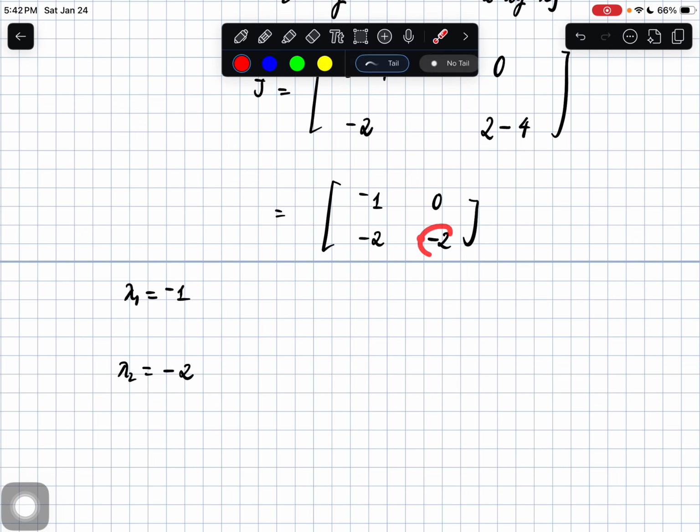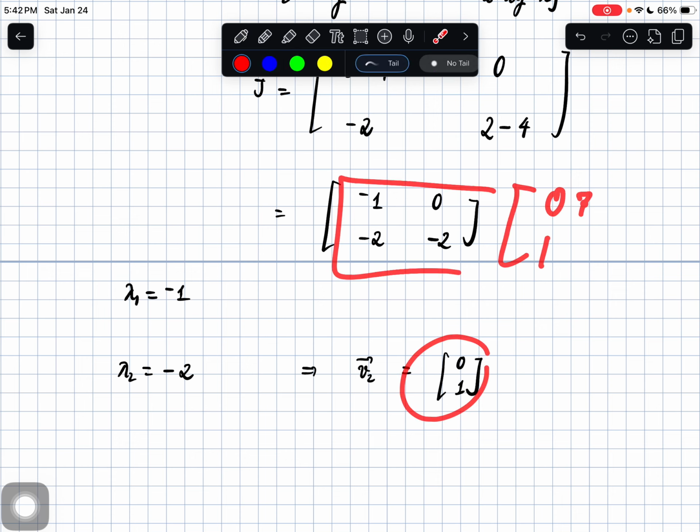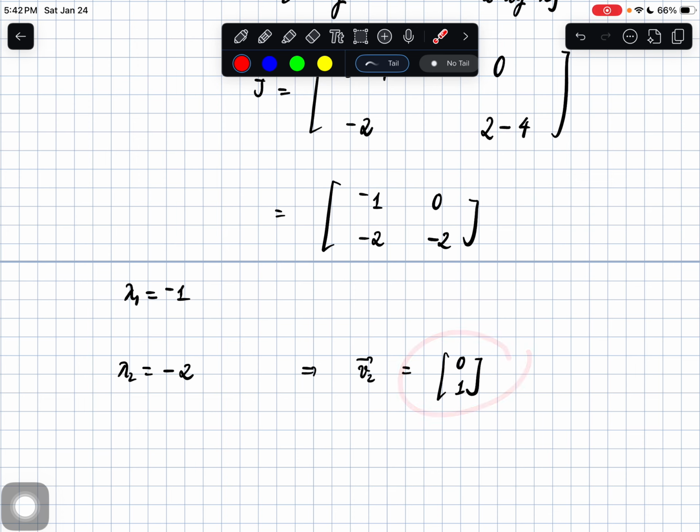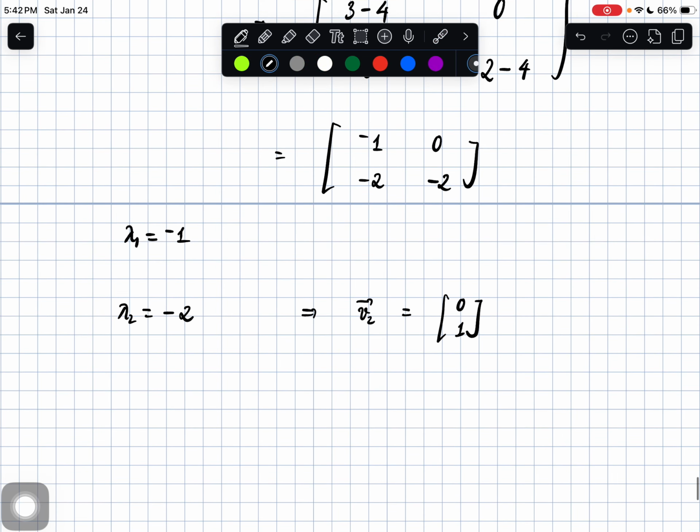In this case, you see that -2 here corresponds to the direction (0, 2). So the eigenvector that corresponds to that will be v2, (0, 1), so that we can see immediately. If you take this matrix and multiply (0, 1), you get the second column, which is this vector, -2 times this vector. And about the first one, lambda 1 equal to -1, we need to find the eigenvector.